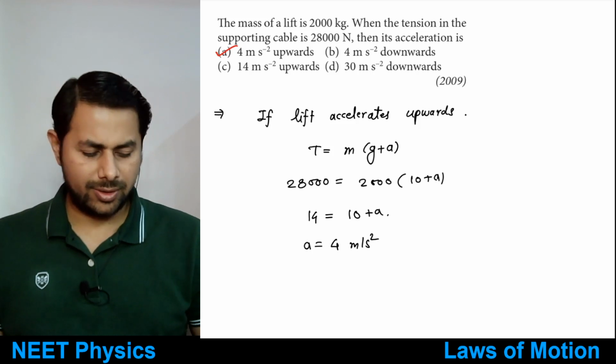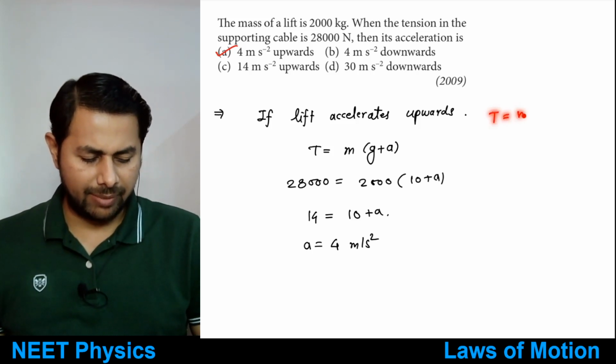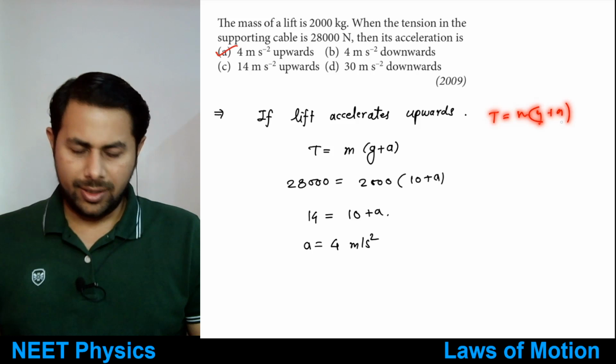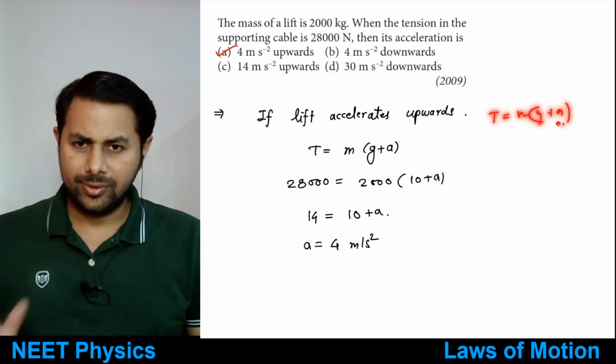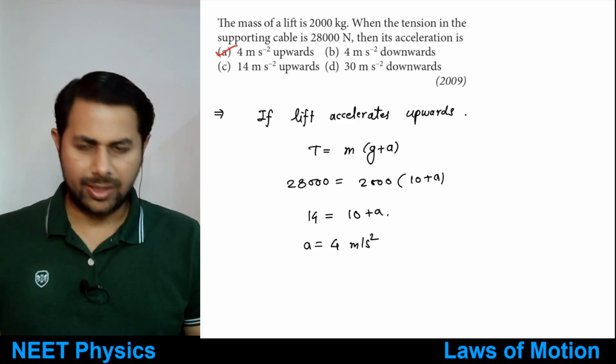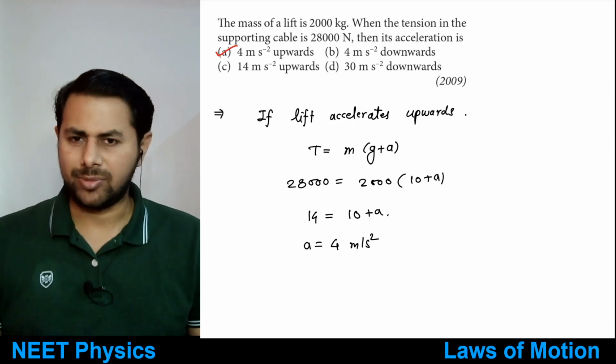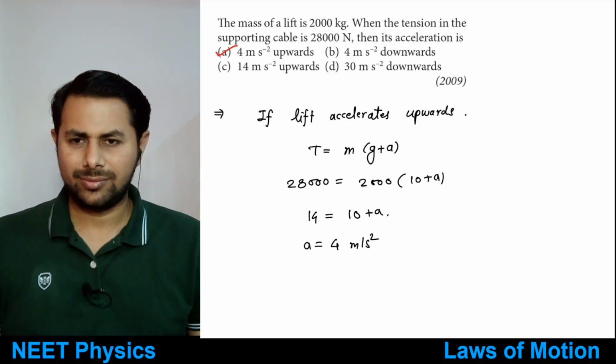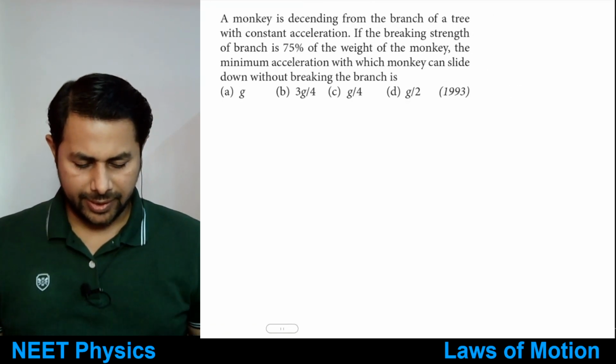Okay, if you use T is equal to M into (G plus A), and the acceleration comes out to be positive, that means it is accelerating upwards, otherwise it is accelerating downwards. Very simple. Okay, good. Let's see the next one.